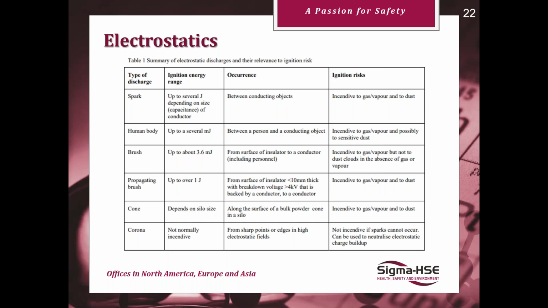So the lowest typical discharges, such as brush discharge, are up to about 3.6 millijoules. This is typically only a risk to gases and vapors, which have a lower MIE, but not typically to dust clouds. We do get combustible dust materials that may have a sensitivity in the single digit millijoules, but it's quite rare.